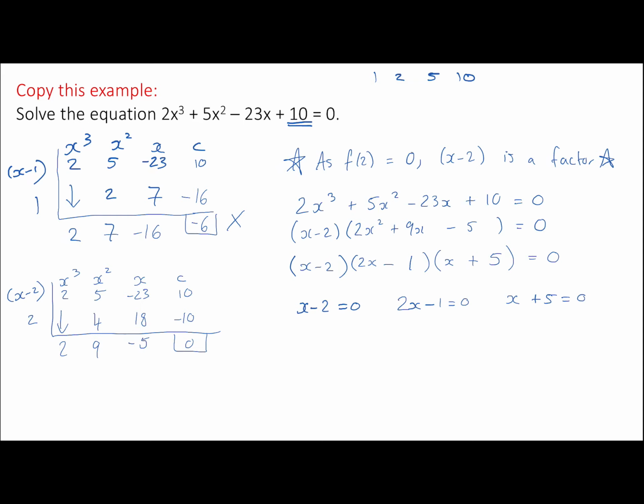Then what we do is we take each part of our factors and we set them all individually equal to 0. So x minus 2 equals 0, 2x minus 1 equals 0, and x plus 5 equals 0. And that gives us 3 easy equations to solve. So we get x equals 2, 2x equals 1, so x equals 1/2, and x equals negative 5.